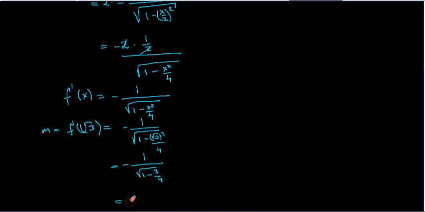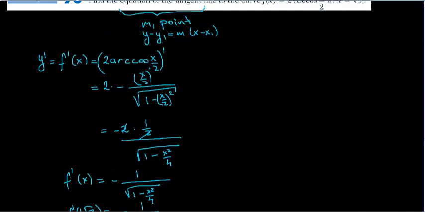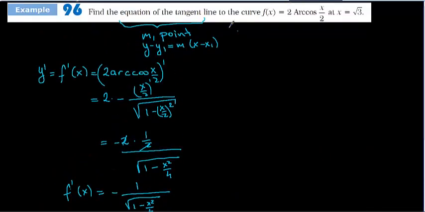That's equal to minus 1 over root 1 over 4. Root 1 over 4 is equal to 1 over 2, so minus 1 over 1 over 2. That's equal to minus 2. So m is going to be equal to minus 2. I found that m is equal to minus 2.